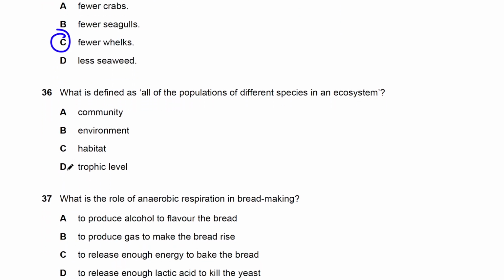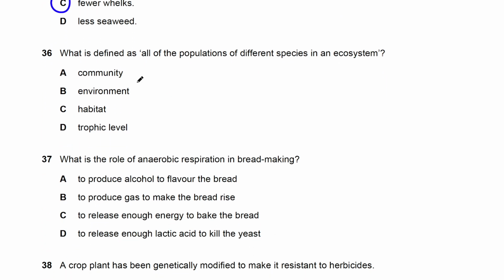Let's move to question number 36. What is defined as all of the populations of different species in an ecosystem? This is as simple as that, the definition of whom? Community. Okay, it's not the environment, it's not the habitat where the organisms live, it's not the trophic level, the position for any organism according to its energy and their type of food, and depends on other organisms. So it's A, it's the community.